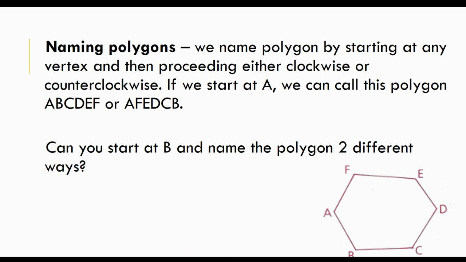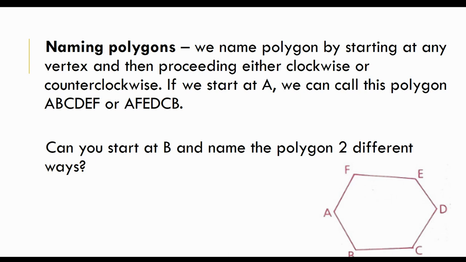All right, so how do we name polygons? We name polygons by starting at any vertex and then proceeding to go either clockwise or counterclockwise with all of the letters. So if we look at this picture down here, and if we start at the letter A, we could either call this polygon A, B, C, D, E, F if we were to go counterclockwise, or we could say A, F, E, D, C, B when we went clockwise. So lots of different ways to name this because like it said, you can start at any vertex.